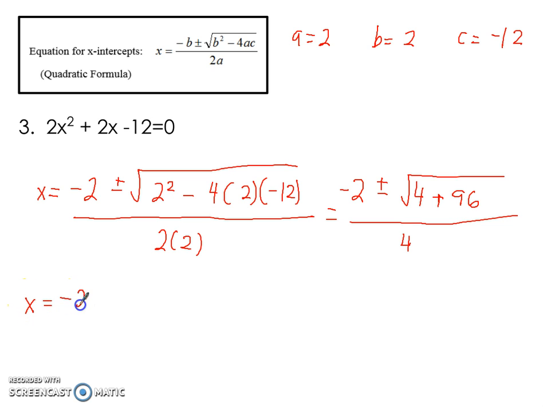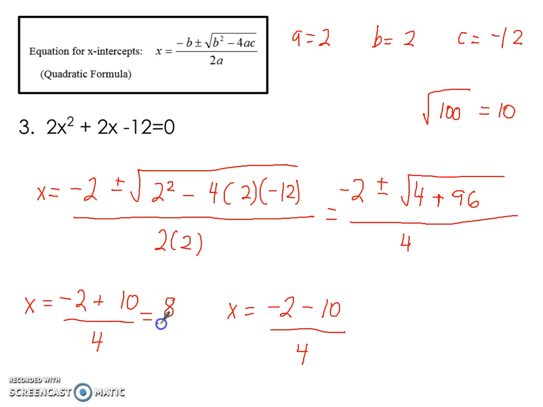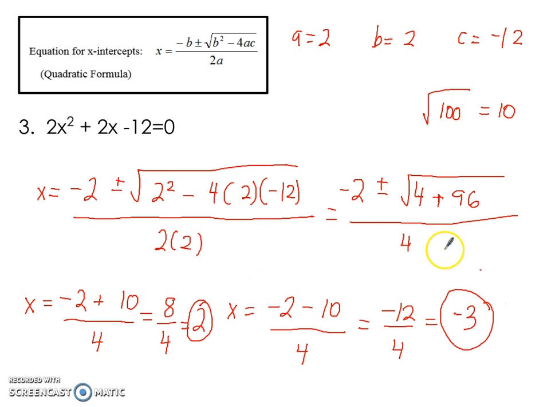So now I have x equals negative 2 plus or minus, well, what is underneath my radical here? 4 plus 96 is 100. And the square root of 100 is equal to 10. So I'm going to write 10 divided by 4. So I have two possibilities here, plus 10 or minus 10. So x is equal to negative 2 plus 10 over 4, and x is equal to negative 2 minus 10 over 4. Here, 8 divided by 4 will give me 2. And here, negative 12 divided by 4 would give me negative 3. So our solutions are x equals 2 and x equals negative 3.